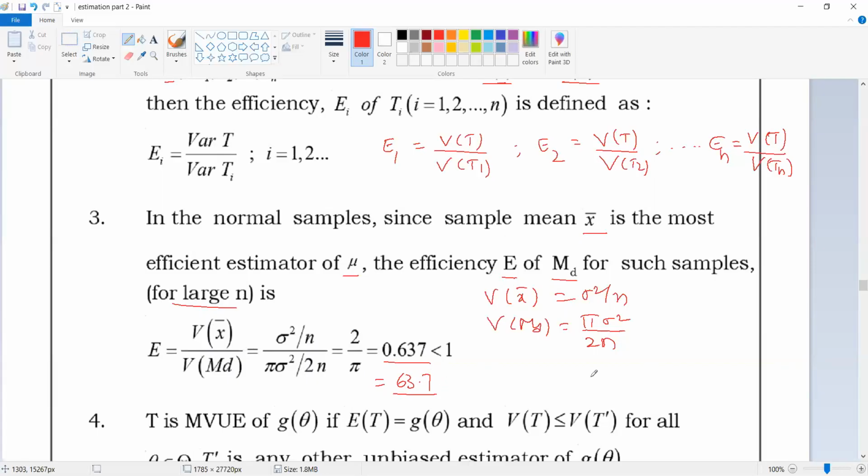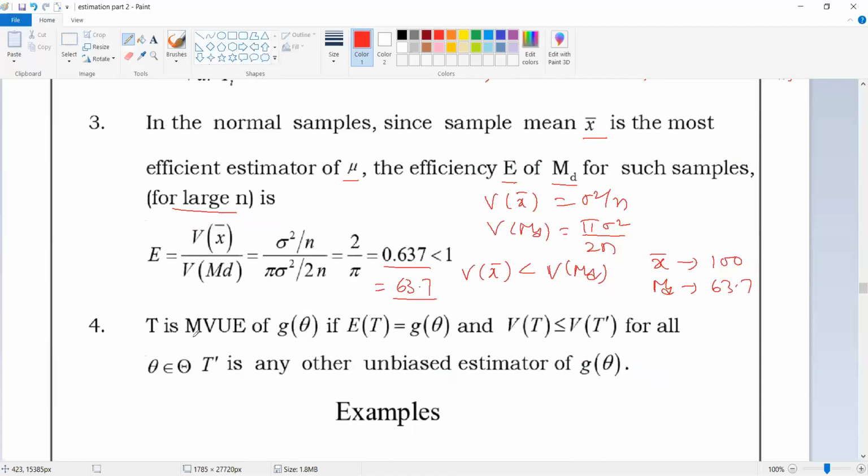For example, if x bar has 100 marks, the median has 63.7 marks. This is for a simple understanding of the comparison of which one is best. X bar has 100, the median has 63.7. This is the efficiency of the median compared with the mean. The variance of x bar is less than the variance of the median, so we can say that the sample mean is the most efficient estimator compared with the median.